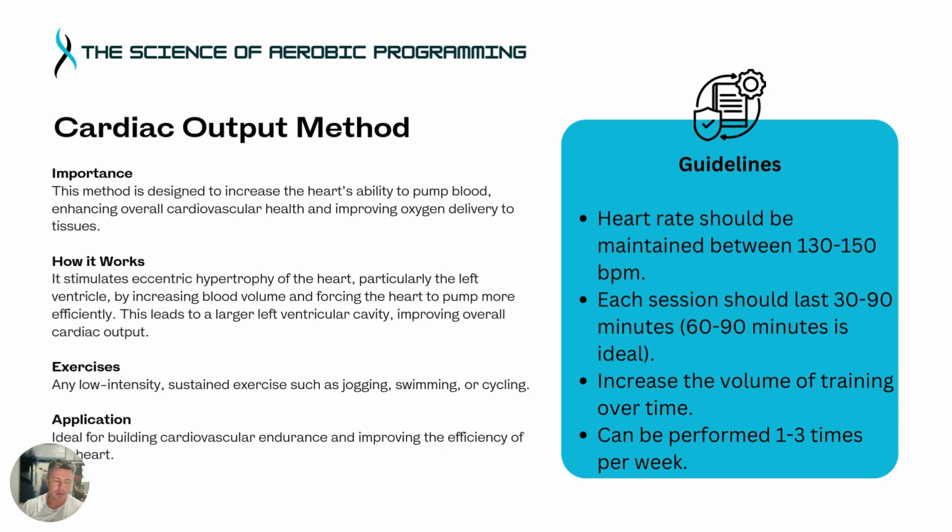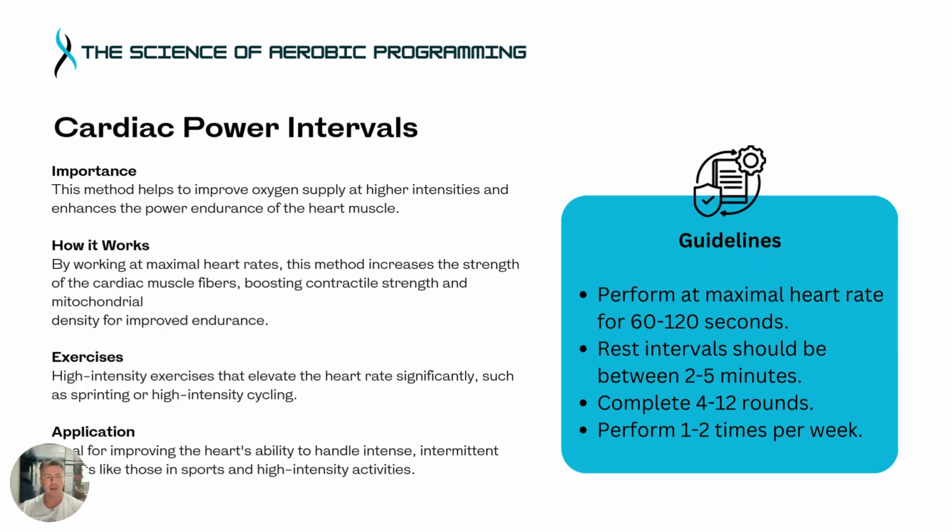I will give an example of the performance goals for each one, and then also for general population training. So for this one, general population is pretty simple, easy. And for the athletic population, they should do a little bit longer. Now, cardiac power intervals help us improve oxygen supply at higher intensities and enhance the power endurance of the heart muscle. High intensity exercises that elevate the heart rate are the best things to do this. So maximal heart rate for 60 to 120 seconds, rest intervals 2 to 5 minutes, 2 to 4 rounds, 1 to 2 times a week. This is a tough one to improve.